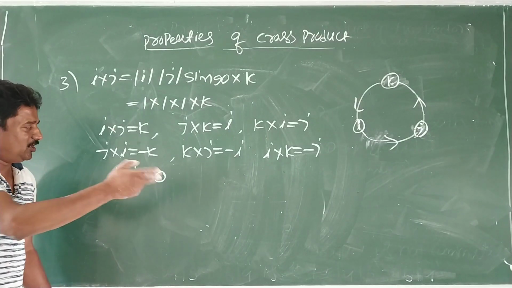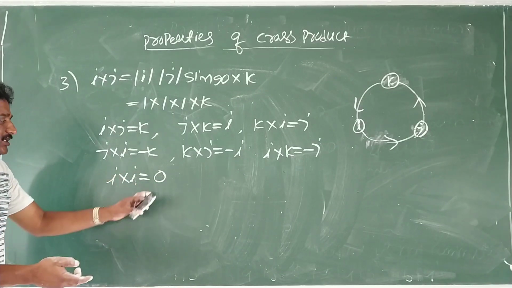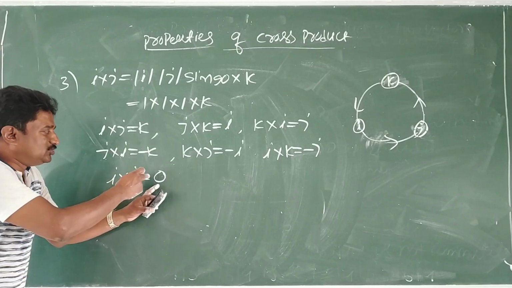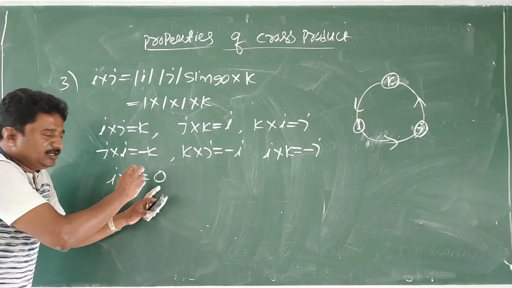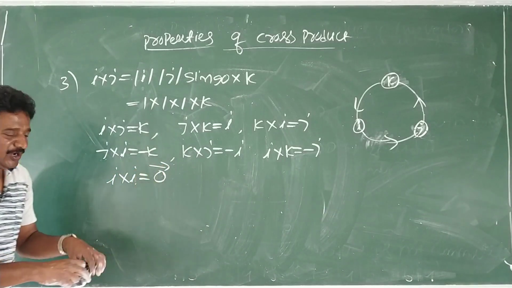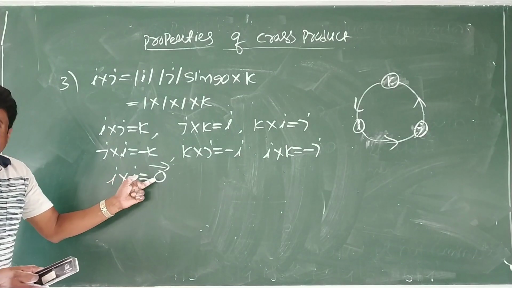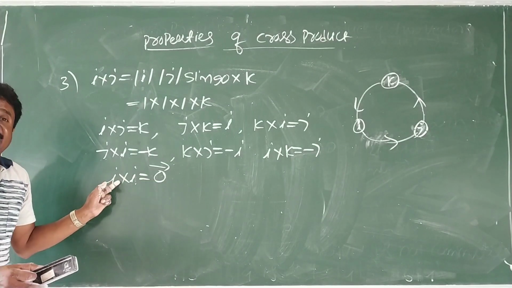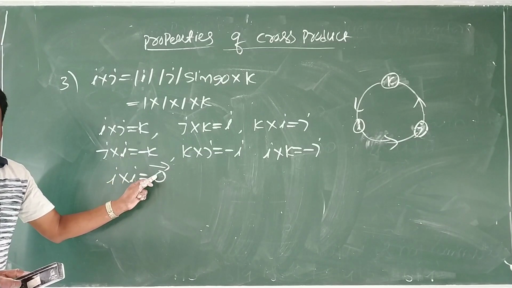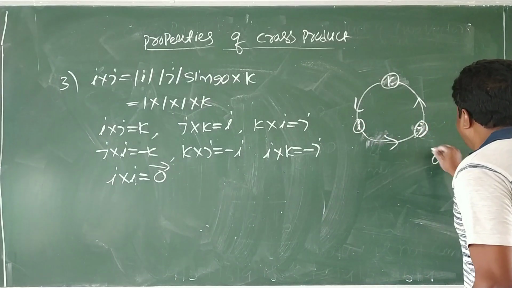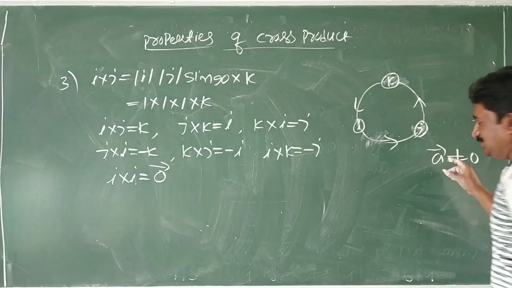According to definition, 0 into anything is 0. Is it 0 or 0 vector? Tell me that, students. What should I write? It should be 0 vector because a cross product vector can never be equal to a scalar. A vector can be equal to a vector. So observe carefully, you should not write vector A is not equal to 0.